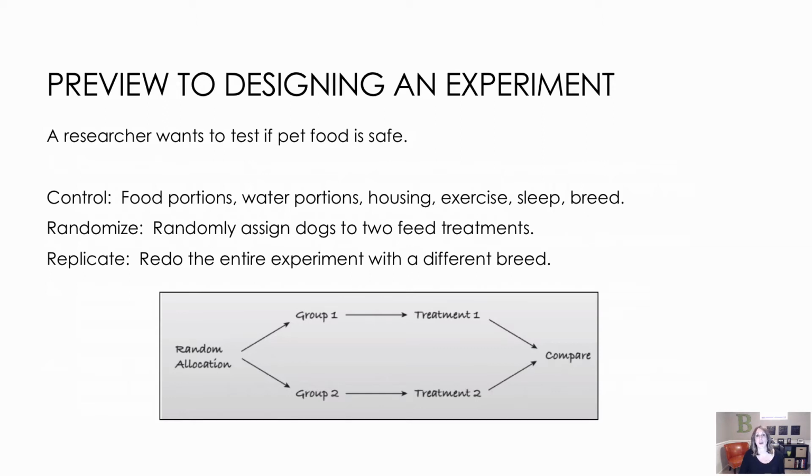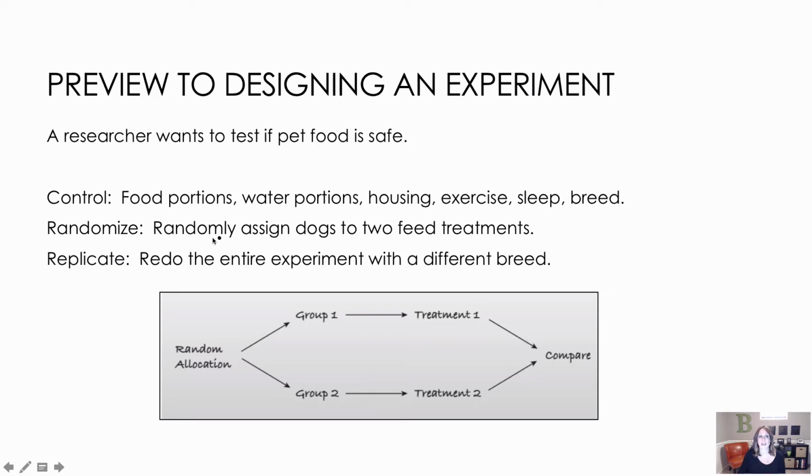We're trying to test if pet food is safe. So the control would be everything that we're trying to control. Things that we might try to control here: food portions. Let's make sure that one dog isn't eating a cup and another dog eating 3 cups and therefore vomiting because they ate too much food. Water portions, housing, exercise, sleep, breed. All of these things we would want to control so that the thing we actually test is if the pet food itself is safe.